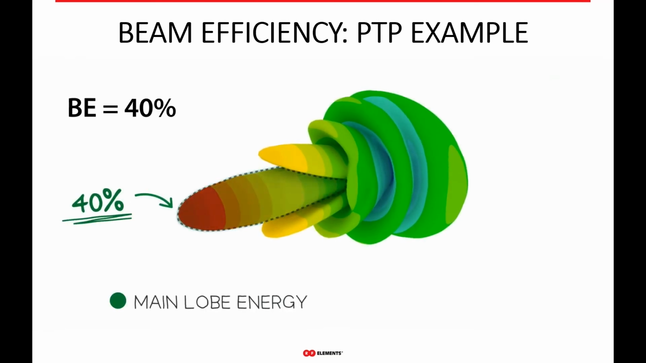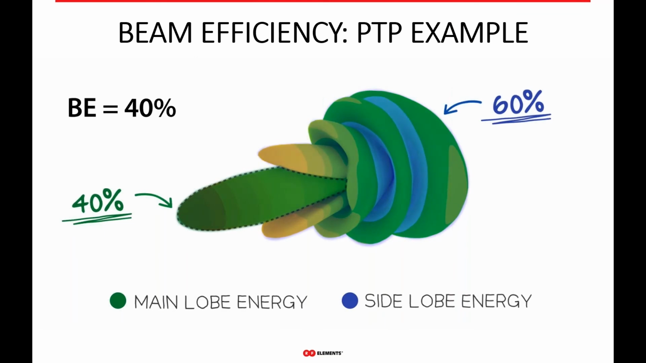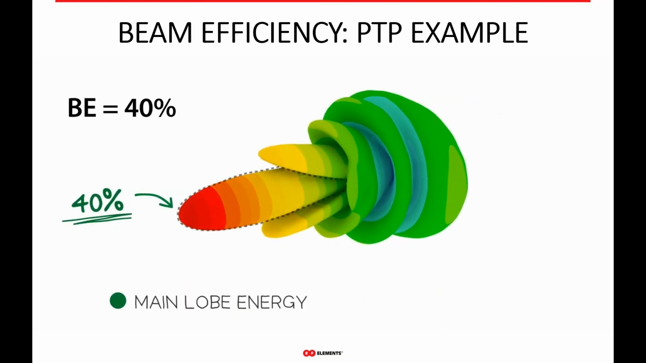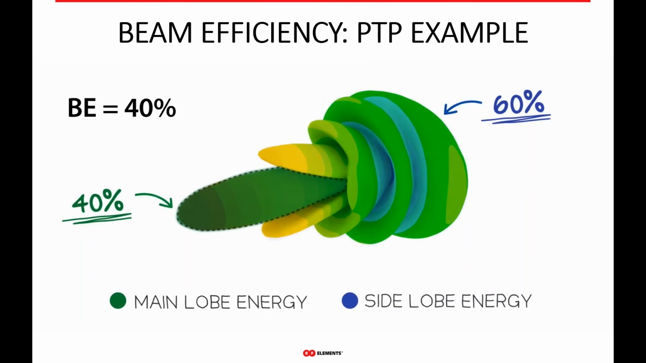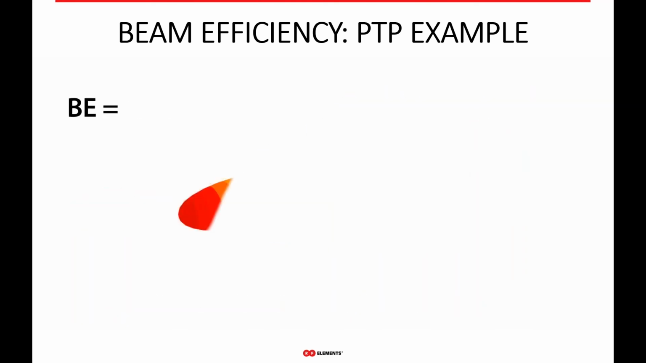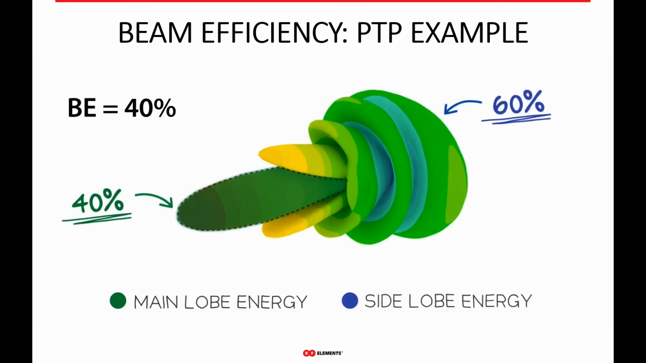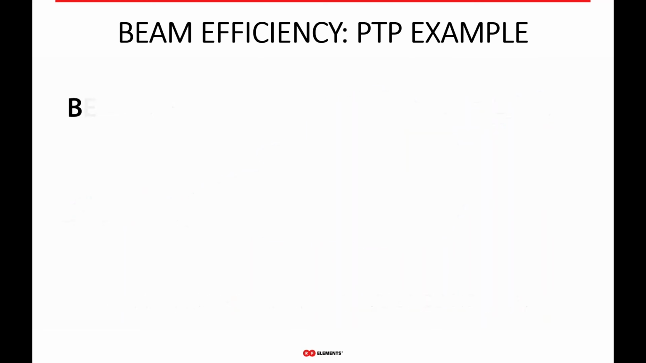So if an antenna's beam efficiency is 40%, then 40% of the power the antenna radiates goes into the main lobe, and the remaining 60%, therefore, must be in the side lobes. Note that all the side lobes are highlighted here. Beam efficiency includes all of the side lobes of an antenna, not just one, or just a slice of the radiation pattern, but the whole package in full 3D.